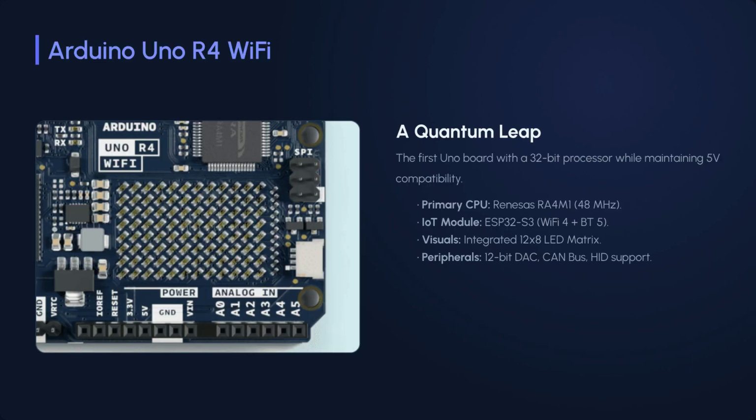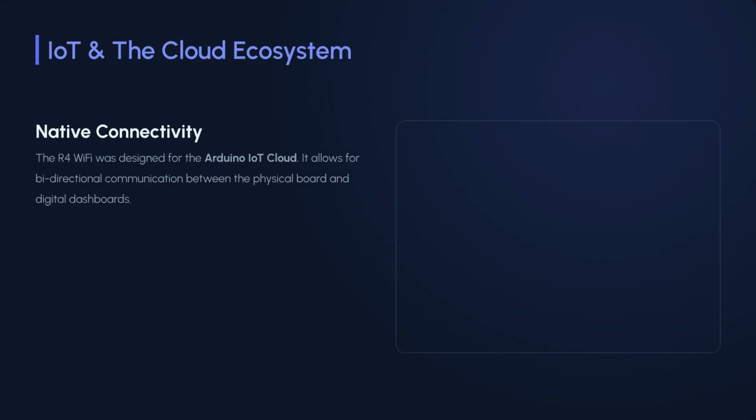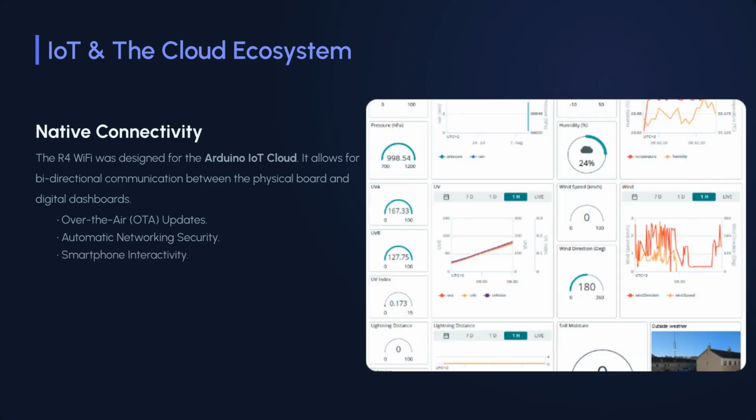The Arduino Uno R4 Wi-Fi represents a quantum leap, transitioning to a 32-bit processor while maintaining 5 volts compatibility. It features a Renesas RA4M1 CPU, an ESP32-S3 IoT module, and an integrated LED matrix. The R4 Wi-Fi is designed for the Arduino IoT Cloud, providing native connectivity features like over-the-air updates, automatic networking security, and smartphone interactivity for seamless IoT development.